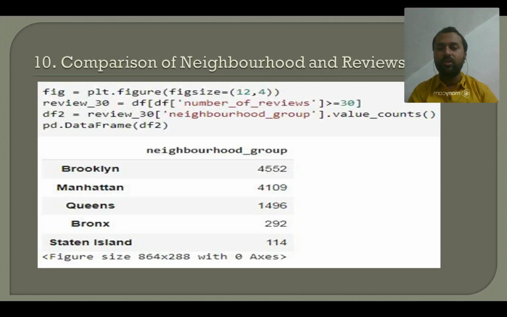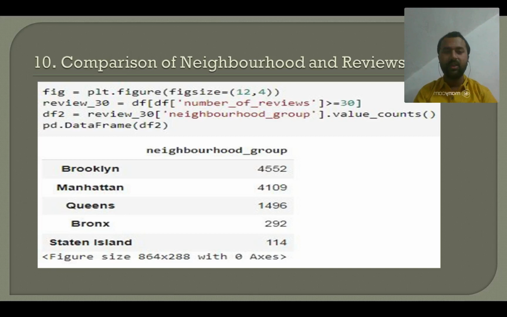Next, 10th one, comparison of neighborhood and reviews. I just did a small comparison of which area has the maximum number of reviews. What I came to know is that Brooklyn has the maximum number of reviews, 4,552. Manhattan has fewer than Brooklyn, which is 4,109. So what was the condition on which I did the comparison? How many reviews they have?